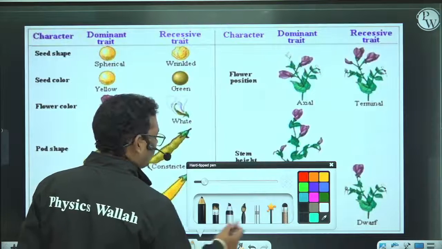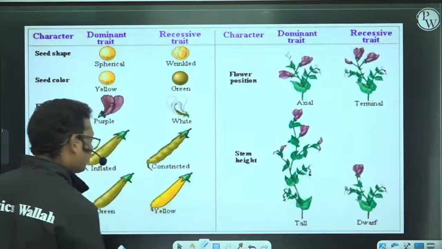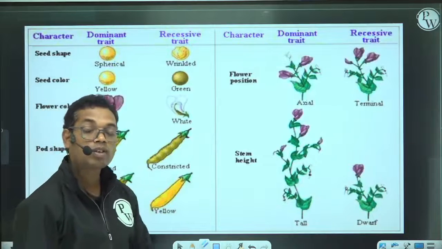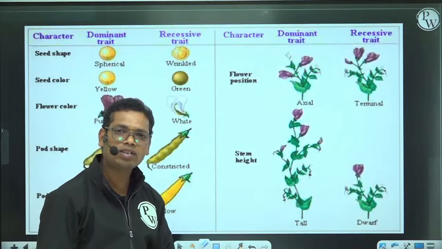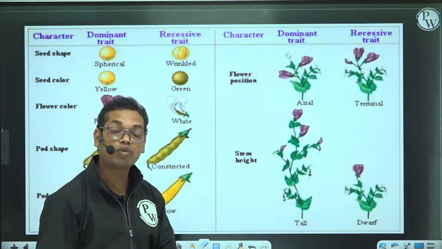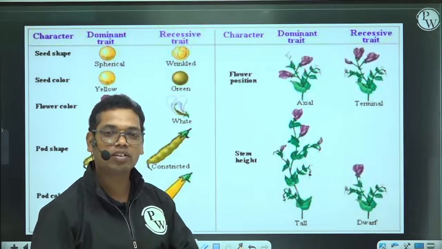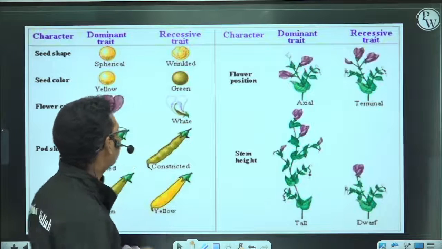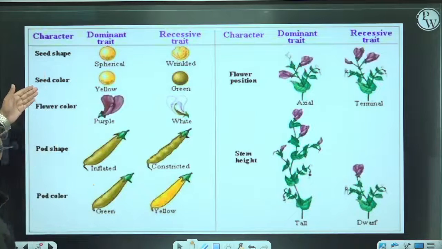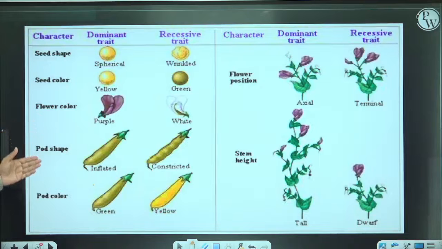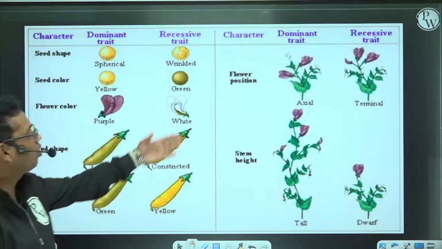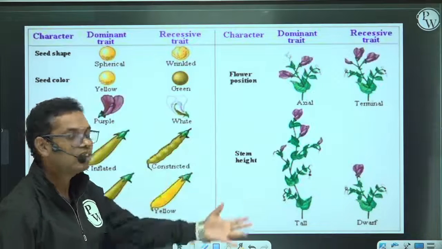When the great Mendel performed his experiment on pea plant, he took 7 characters. How many varieties or traits did he consider? He considered 14 varieties or 14 traits, and he considered 7 characters. So what are those characters? Here it is written: seed shape, seed color, flower color, pod shape, pod color, flower position and stem height. These are the different characters.